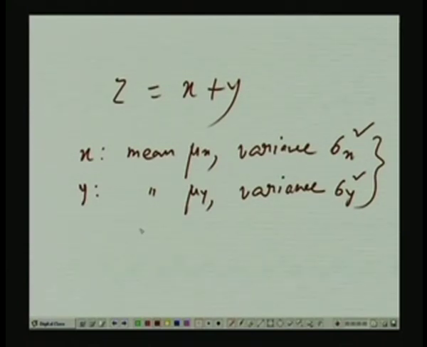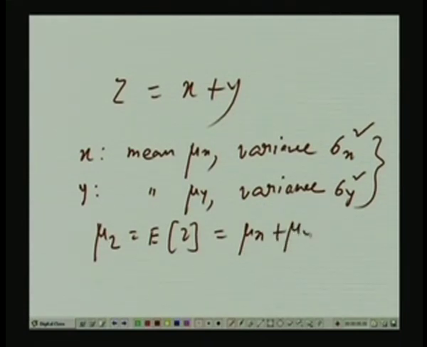Okay. So, what is the mean of z? Obviously, expected value of z is nothing but expected value of x plus y, and you can use the linearity of expectation operator. So, that is nothing but expected value of x plus expected value of y. So, obviously, mu z, which is nothing but E of z, is same as mu x plus mu y, that comes trivially.